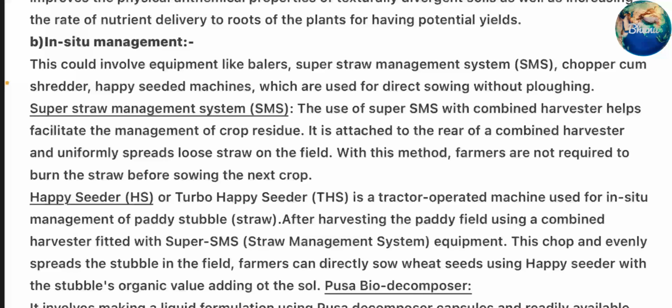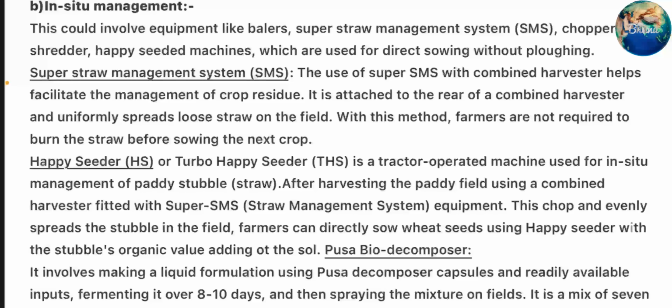Next, B, in situ management. This could involve equipment like balers, super straw management system SMS, chopper cum shredders, happy seeder machines, which are used for direct sowing without ploughing. Super straw management systems SMS. The use of super SMS with a combined harvester helps facilitate the management of crop residues. It is attached to the rear of a combined harvester and uniformly spreads loose straw on the field. With this method, farmers are not required to burn the straw before sowing the next crop.